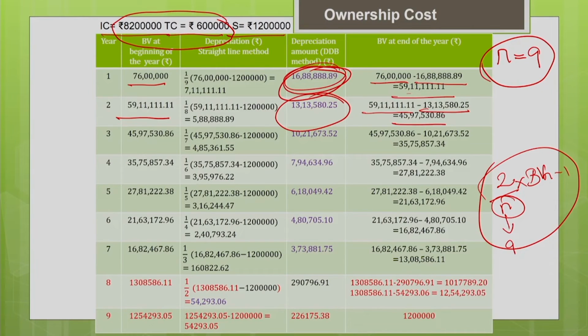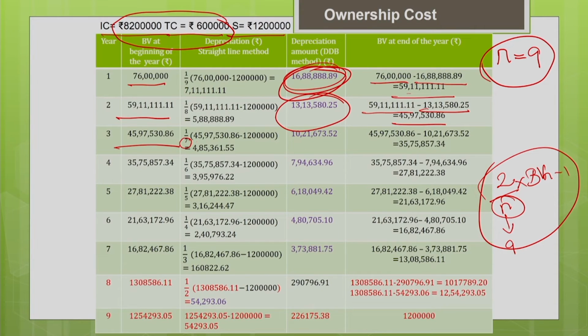Similarly, you continue: the book value at the end of this year becomes the book value at the beginning of the next year. The number of years left in the recovery period now is 7, because already 2 years are completed. From the beginning of the third year till the end of the useful life, it is 7. The same way you calculate the depreciation for all the years.